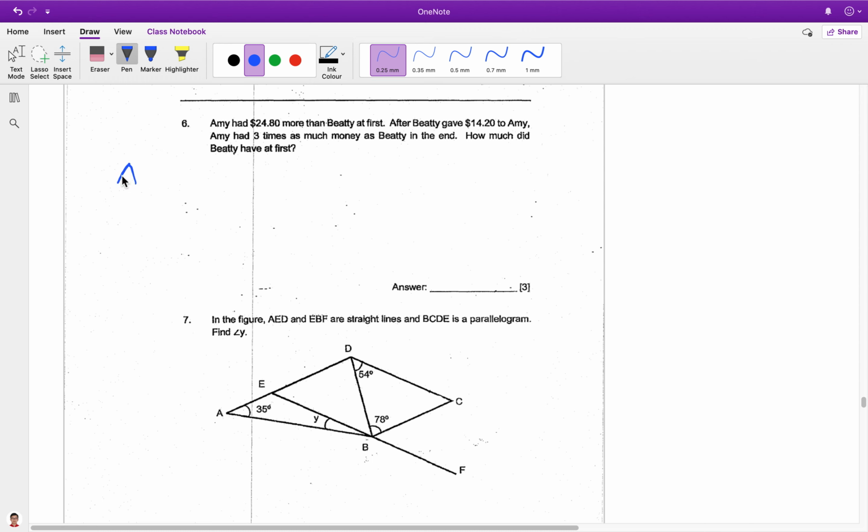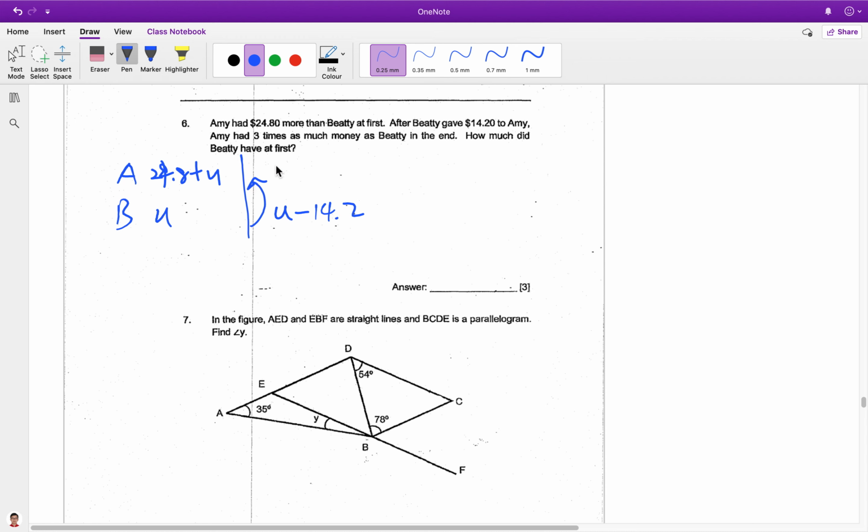So here we say Amy and Betty, right? So here it says Amy had 24.8 more than Betty. So here we assume Betty has U, right? Then Amy has 24.8 plus U, right? This is before. Then it says after Betty gives this amount to Amy, right? So after that Betty has U minus 40.2, right?